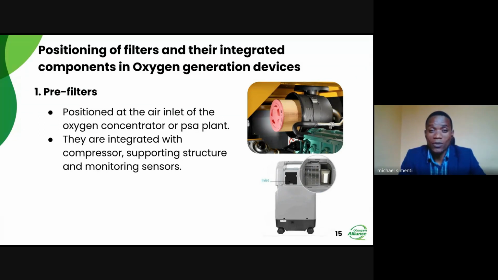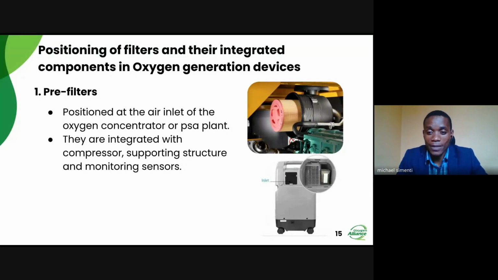As you can see from this slide, there are two pictures. The first one up there is for the PSA plant. That's a gross particle filter. And the picture down is for the oxygen concentrator, which has a gross particle filter at the back. And there's also a HEPA filter. There are different components that are integrated together for these filters to perform their functions. Some of them, we are talking of the compressor. So for these filters to trap the gross particles, as Jane mentioned, there is a need to have a compressor that creates a system of generating a negative pressure that sucks the air from the outside.